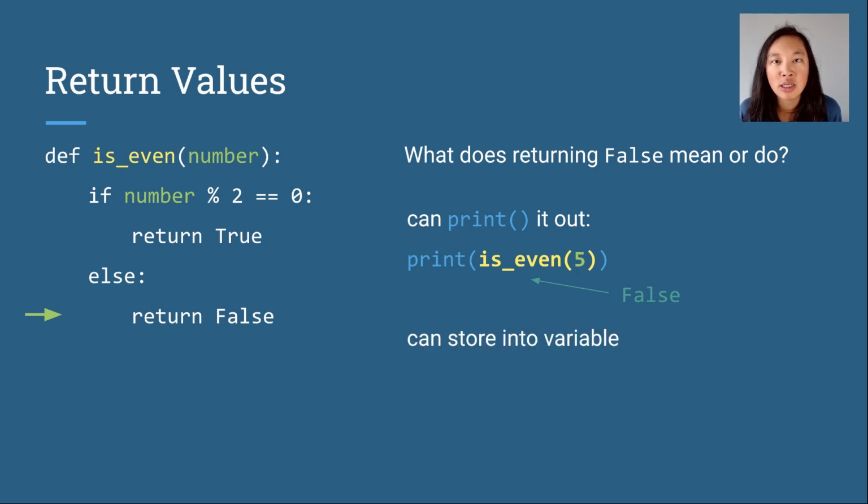Another thing we can do is store the return value into a variable. So if we do a variable declaration, is_even = is_even(5), is_even(5) again returns false. So the variable is going to contain the value of false. So if we print it, this is going to print out false.